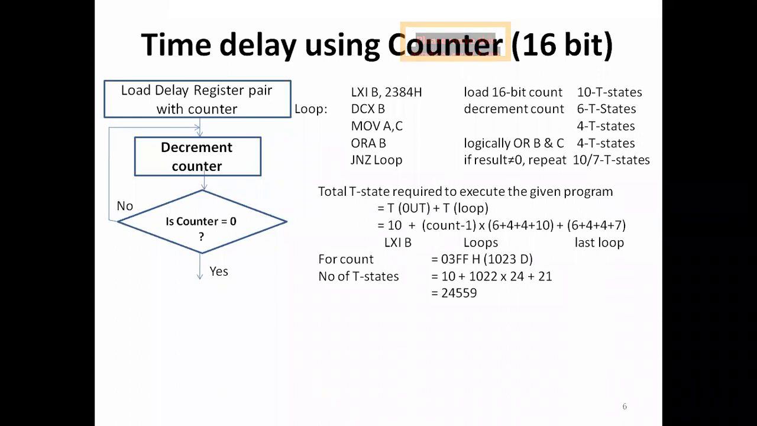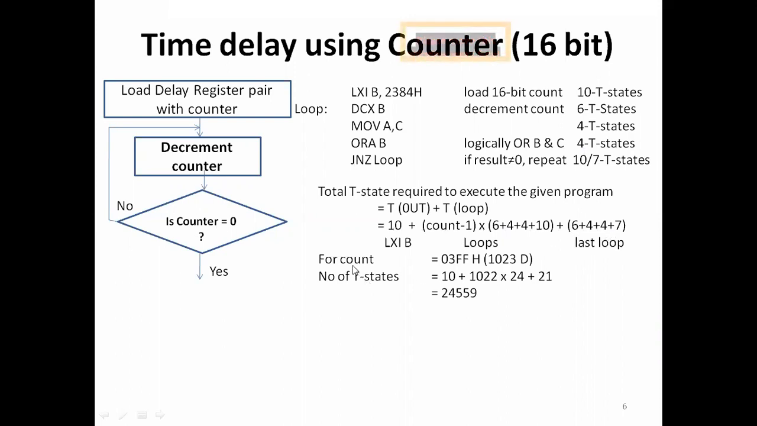So the total T states required will be T out plus T loop. This instruction is out of the loop, so it will be 10. And T loop will be (count minus 1) into (6 plus 4 plus 4 plus 10), plus the last loop, which will be 6 plus 4 plus 4 plus 7. So the total value will be equal to 10 plus (count minus 1) into 24 plus 21.